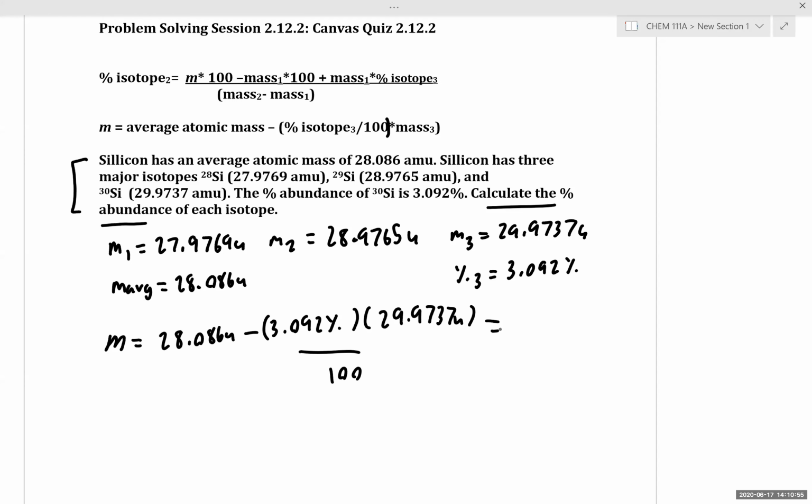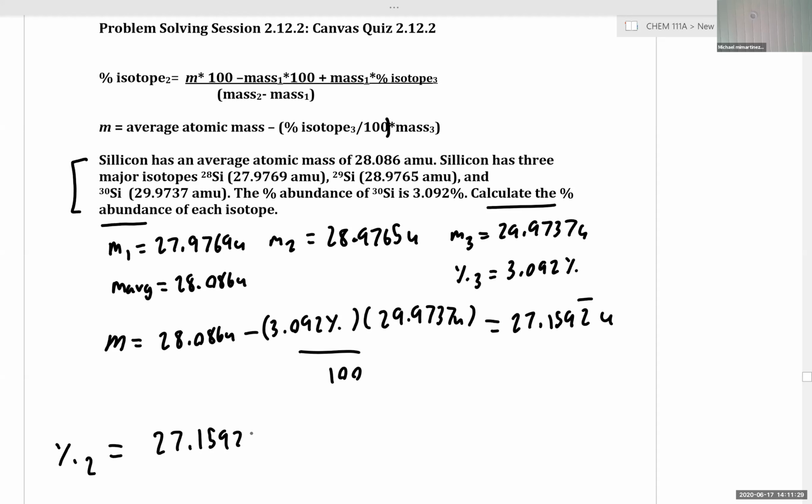Wait, is that all over 100 or is it just the 3.092? Just the part on the right. So it's 3.092 times 29.9737 over 100. Yep, exactly right. And after subtraction, we get 27.1592 AMU. Now we'll plug everything into our overall equation for the percentage of isotope 2. So we'll plug in our adjusted mass.